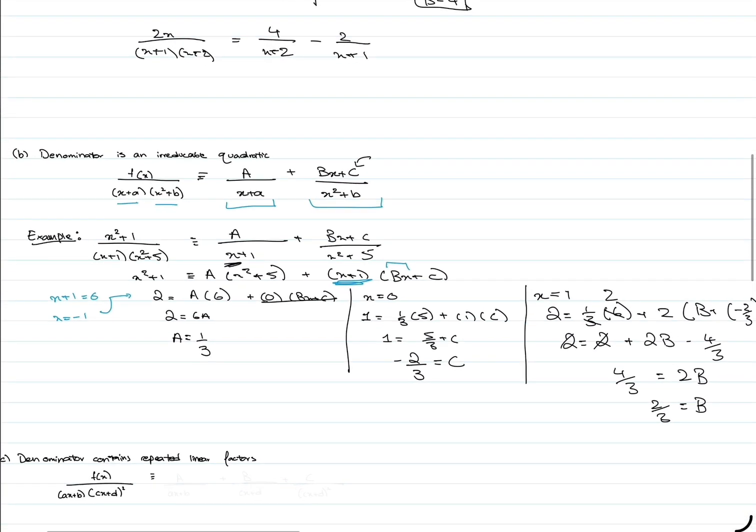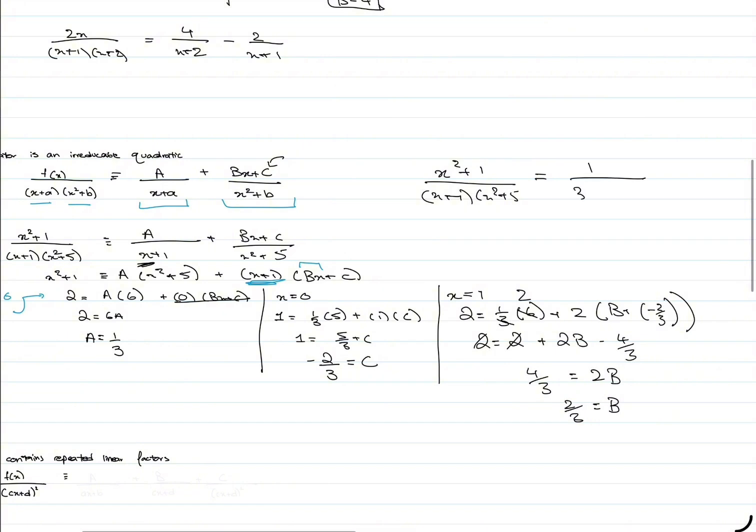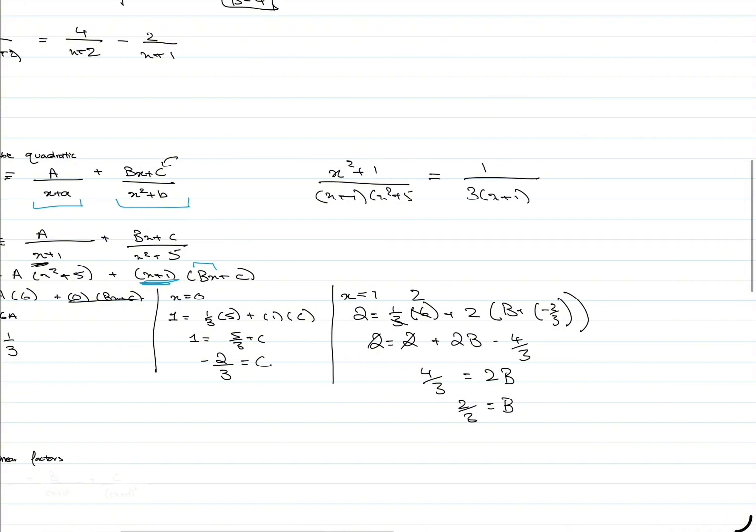Now let's write this out. That means x squared plus 1 upon x plus 1, x squared plus 5 is equal to 1 upon 3 times x plus 1. Let's take 2 upon 3 common. So plus 2 upon 3 times bx plus 5, sorry, and in our numerator, we have x minus 1. Okay?